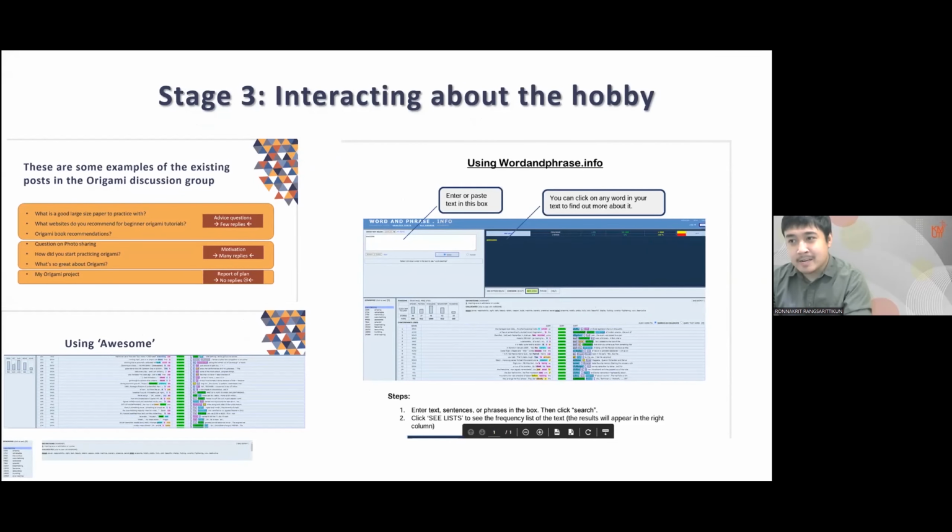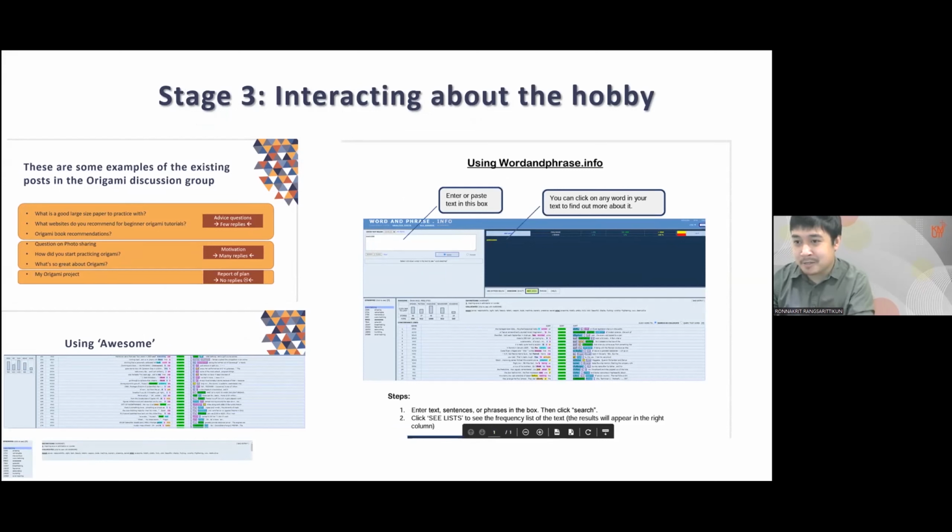Like in the origami subreddits, the words awesome, cool, and great were used quite a lot. So we conclude that in this group, people were really nice. When you want to interact with other people on Reddit or on the origami discussion group, you have to be nice. Then we let students analyze on their own as well. Since this website is really useful, we make use of it.